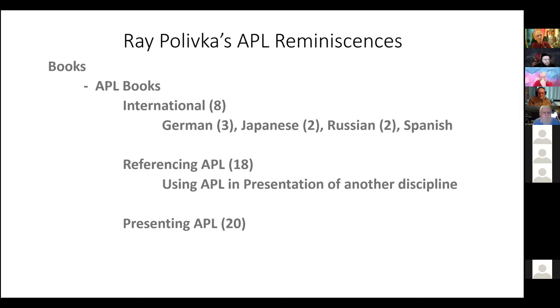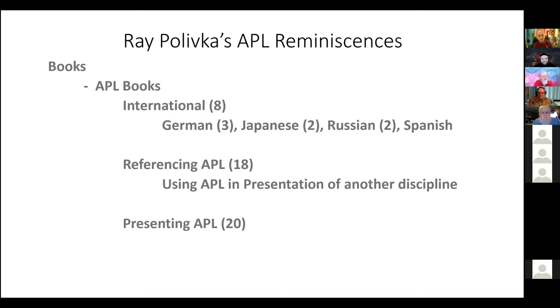Now, books. The interesting thing, I always thought, oh, gee, there weren't very many APL books published, but I began searching through my library and I discovered that I have 8 international books, that is 3 in German, Japanese, 2 in Russian, 2 in Spanish. And some of them were translations of English books. And surprisingly, in the 1970s and 80s, a lot of academic folk were creating books in their particular disciplines and using APL in the process. And there, I found I have 18 books that do that. And of course, I discovered, to my surprise, that I have almost 20 books that were presenting APL. And by the way, I have that listing. If anybody's curious and wants it, I can email it to you. And if you find you've got a book or know a book that I don't have on the list, let me know. I'll put it on the list.